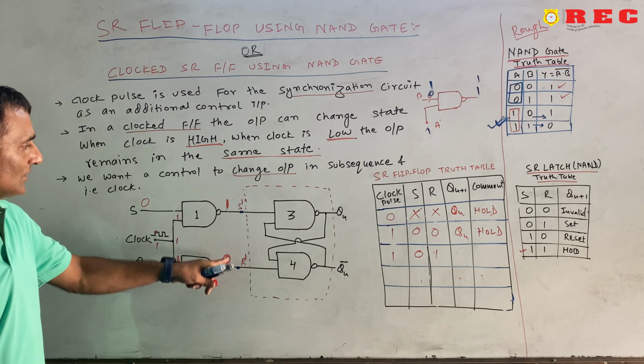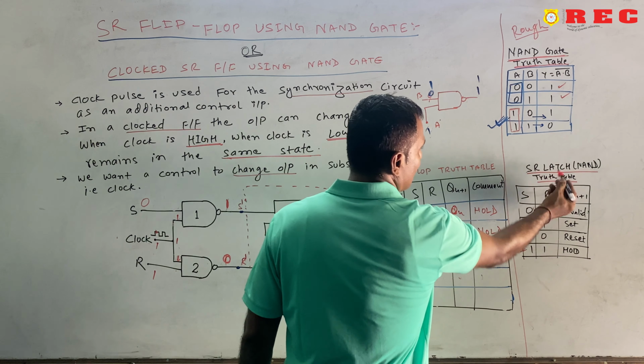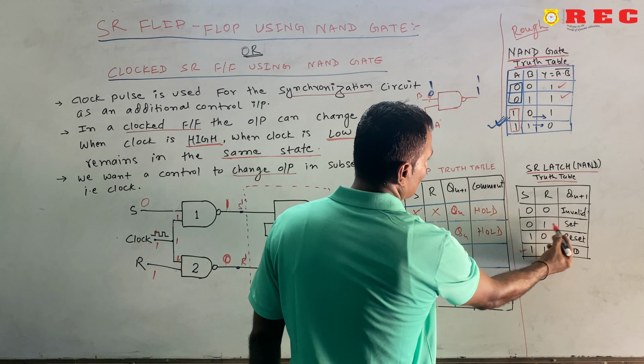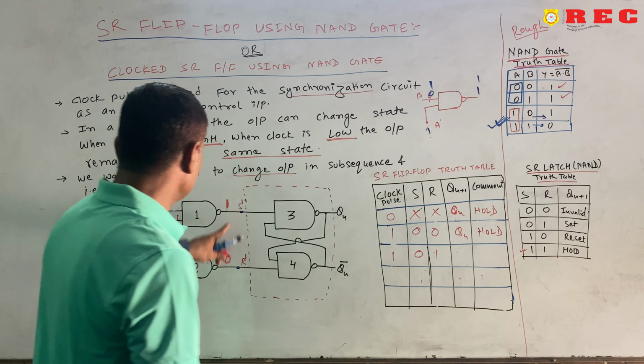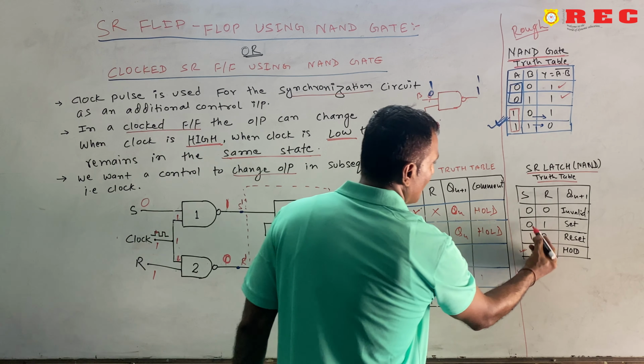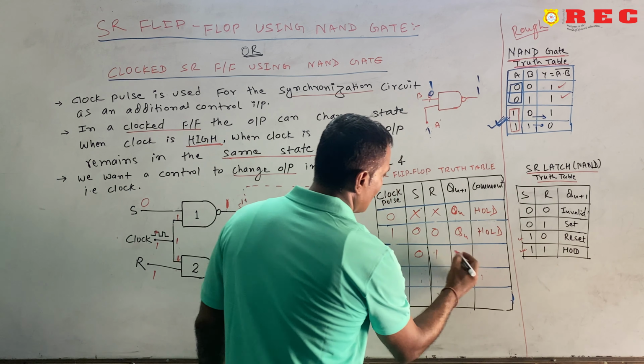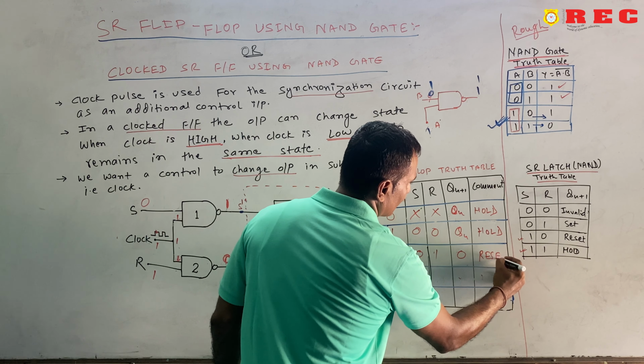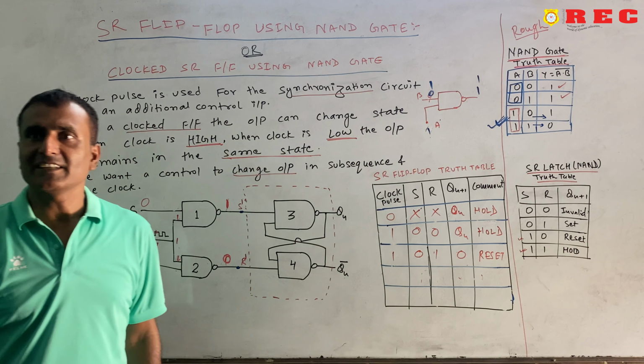Or when S is equal to 1, R is equal to 0, by the help of this SR latch table, we will see here, if this is equal to 0 and 1, this is known as the set condition. If it is 1 0, that is the reset condition, sorry, 1 0, this is the reset condition. So, we can write here 0 and you will write reset. Okay, you are understanding? Very easy.